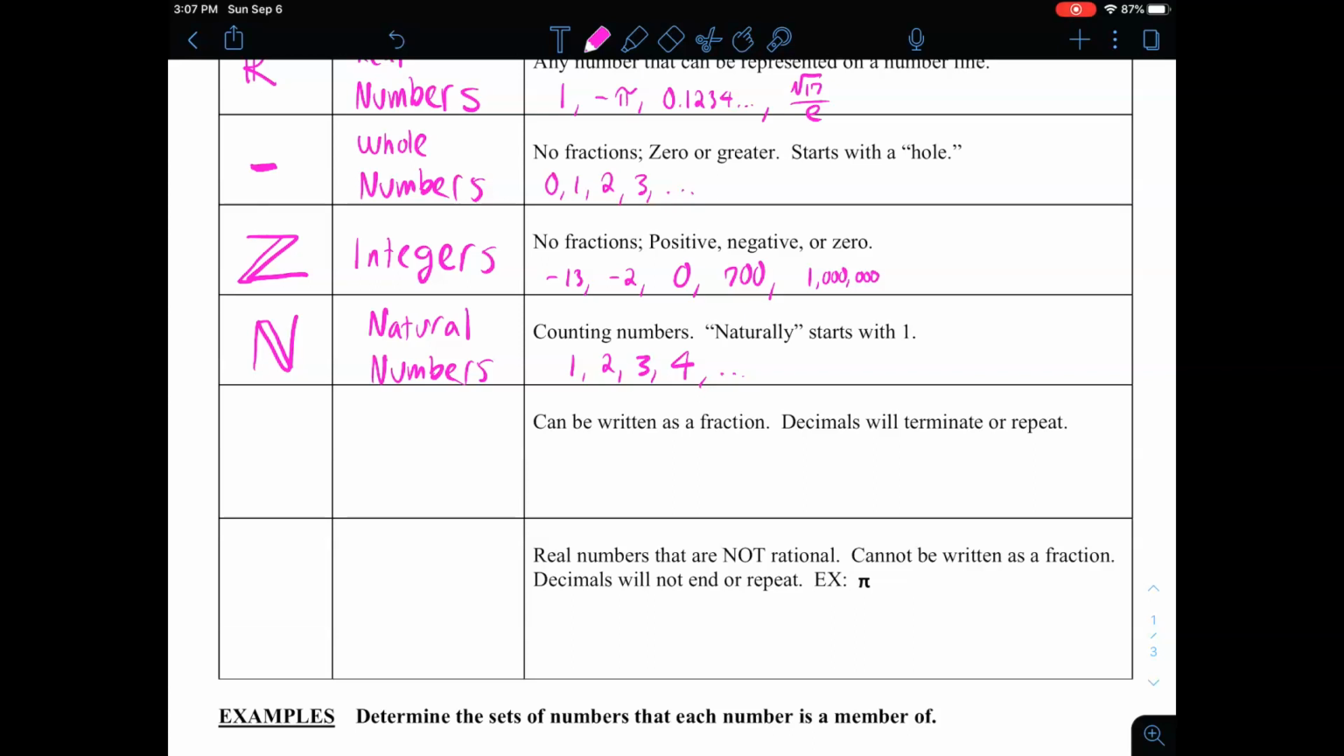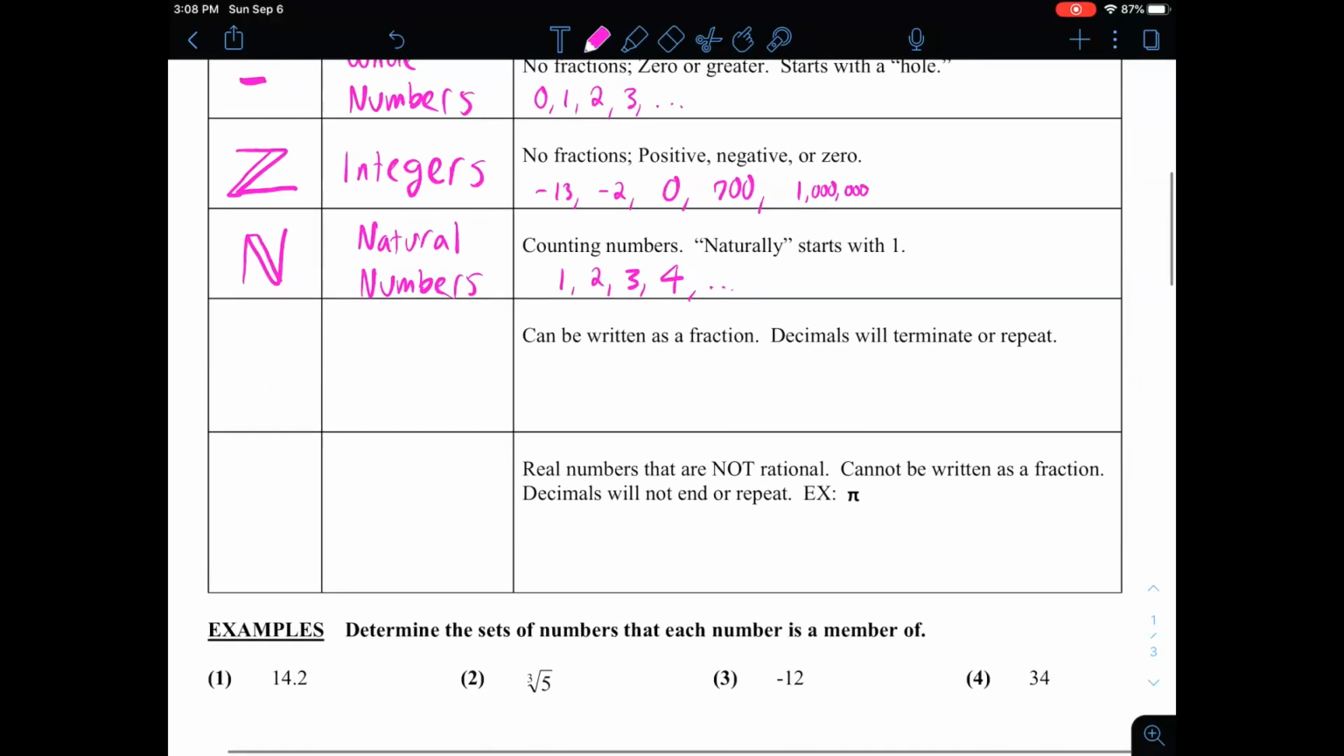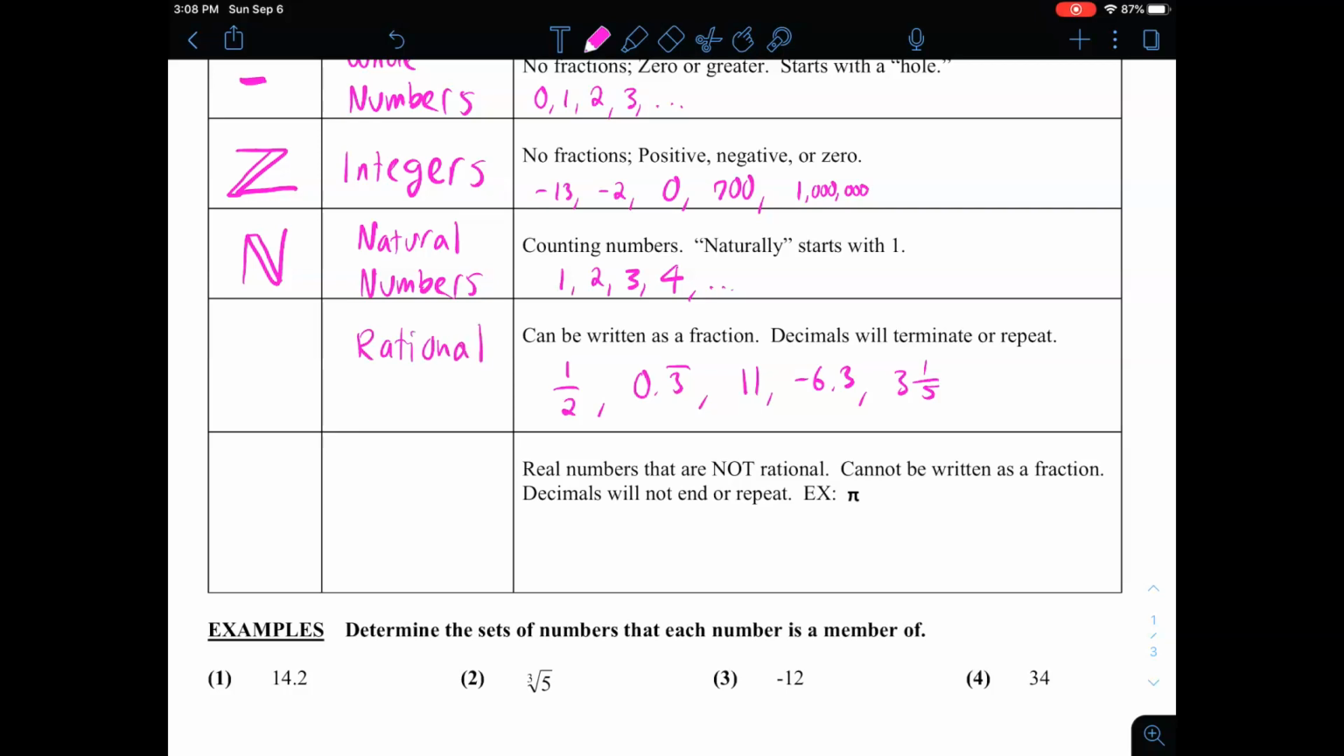Okay. So, can be written as a fraction. Those are numbers that can be written as a fraction. Another name for fraction is a ratio, and it's decimals that will repeat or terminate. So it's going to be like 1/2, 0.3 repeating, 11, -6.3, 3 1/5. What kind of numbers are these? Think of the word ratio. Those are going to be rational numbers.